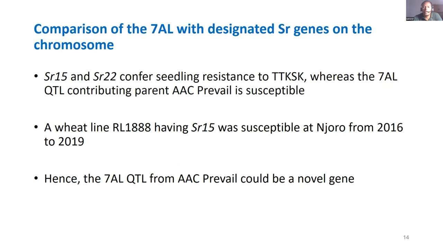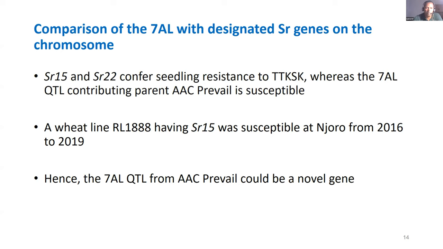But Sr15 and Sr22 are seedling genes, so they are effective against TTKSK, whereas the parent AC Previal, which contributes the 7AL QTL, is susceptible at seedling. So the two genes, Sr15 and Sr22, could not represent the 7AL QTL. And again, we looked at the line which carries Sr15 and was planted at Njoro during the experimental years 2016 to 2019, and it was susceptible in field conditions, whereas AC Previal is resistant to UG99. So in conclusion, the 7AL QTL from AC Previal could be a novel gene.